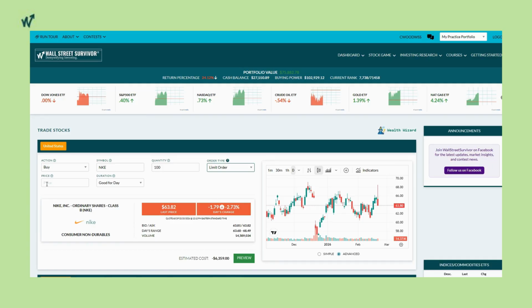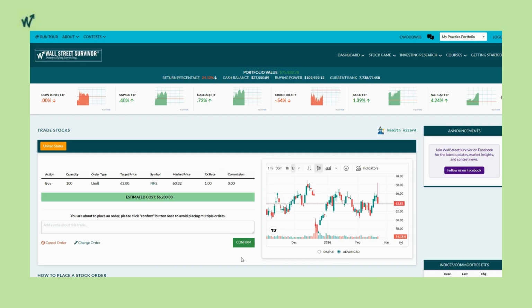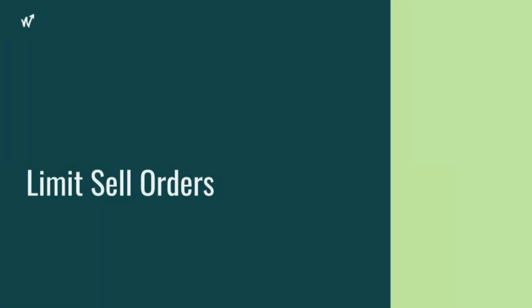Currently, the last price for Nike is $63.82. So for this example, I'll put the limit order at $62. That way, if the stock price drops to $62 or below today, my order will execute. Click Preview to update the estimated cost to reflect my target price, and click Confirm to place the order.